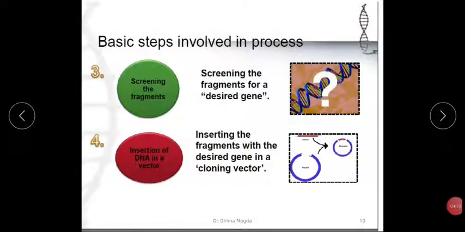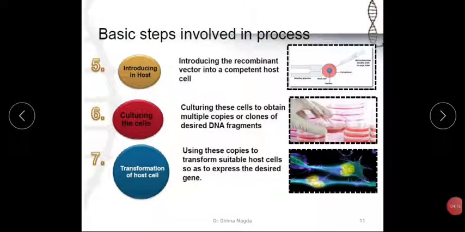Screening the fragments for a desired gene, inserting the fragments with a desired gene in a cloning vector. Introducing the recombinant vector into a competent host cell. Competent means जिसमें वो capacity है कि जो उसको multiply कर सके और express कर सके. Culturing these cells to obtain multiple copies or clones of the desired gene DNA fragment. Using these copies to transform suitable host cells so as to express the desired gene.